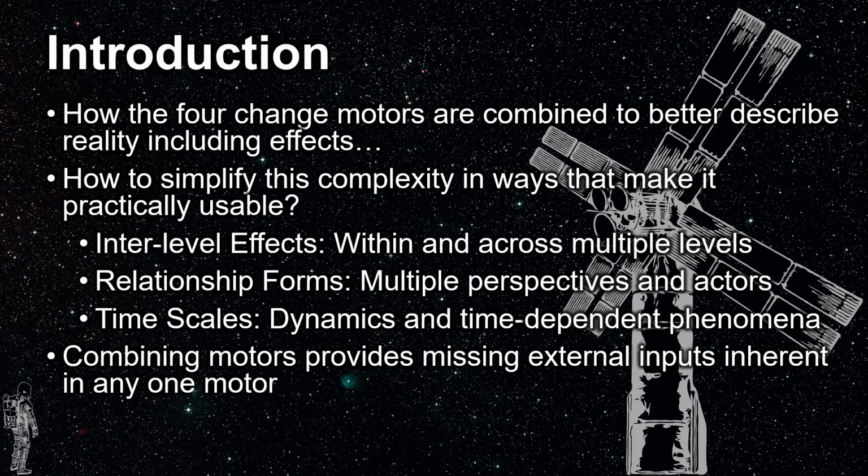This chapter investigates three key aspects of change motor assemblages, namely the interlevel relationships described by the motors, the form of the change motor relationships, and the time scales of the different motors. Finally, each motor is inherently limited in how external inputs affect it, and these gaps can be filled through combinations of multiple motors.